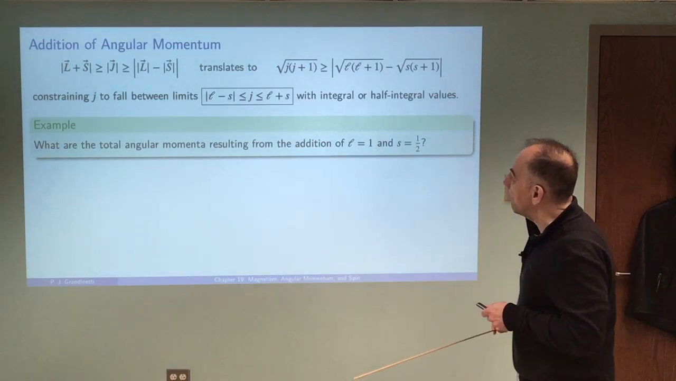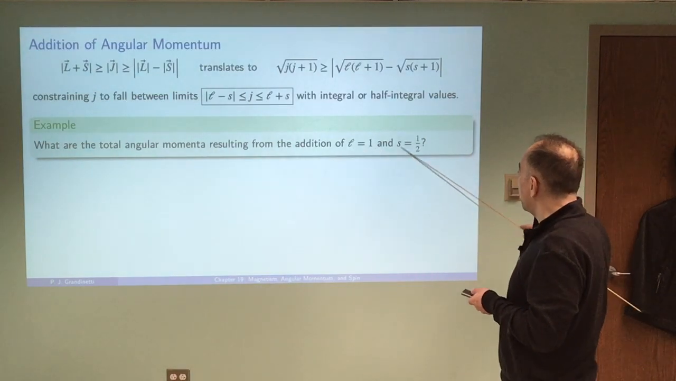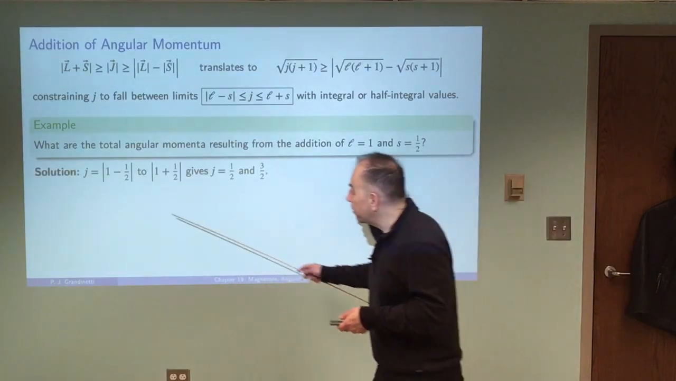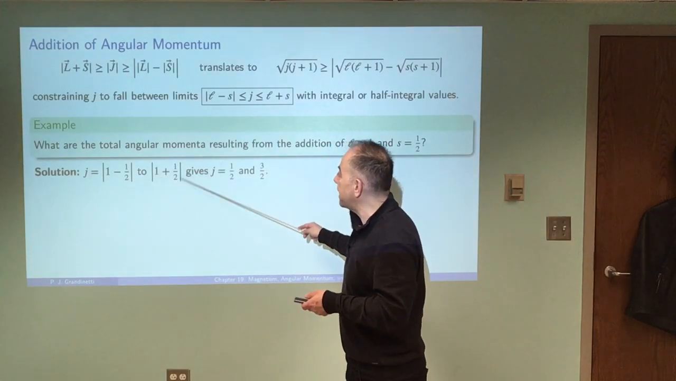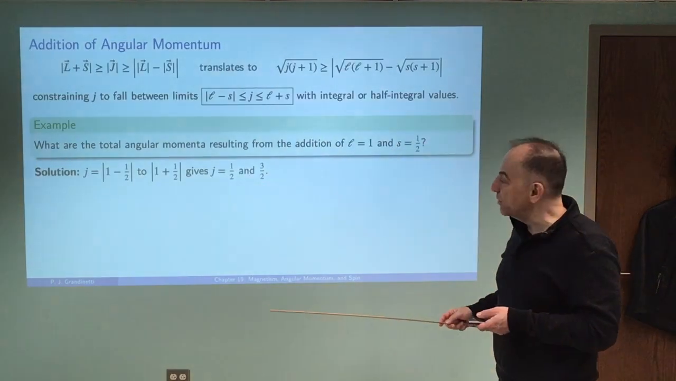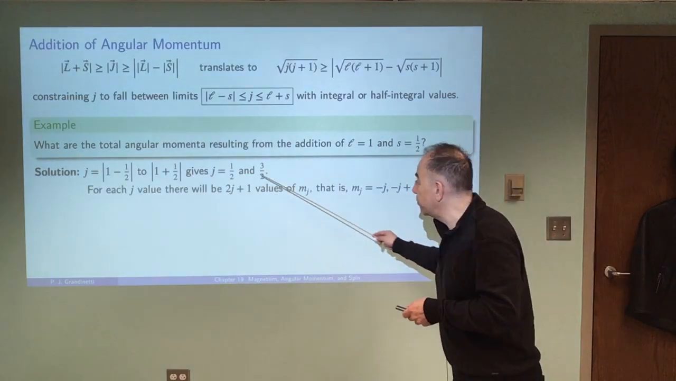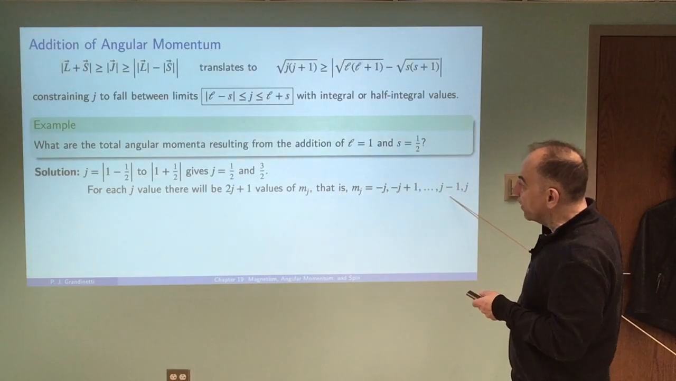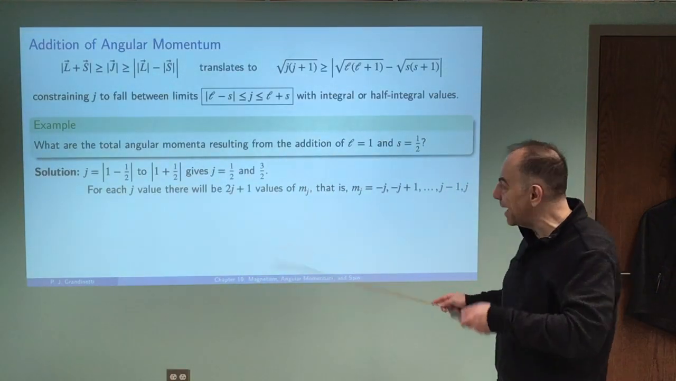So let's take a look at how we can apply that. If we have two angular momenta which have quantum numbers of L equals 1 and S equals 1/2, what is the total angular momenta that we can get? Well, the values will range from the absolute value of 1 minus 1/2 to 1 plus 1/2. And that means that we're going to get two possible total angular momenta quantum numbers of J equals 1/2 and J equals 3/2. That means that for each one of those J's, there'll be 2J plus 1 m sub J values. And don't forget that the m sub J value is constrained to be equal to m sub L plus m sub S.